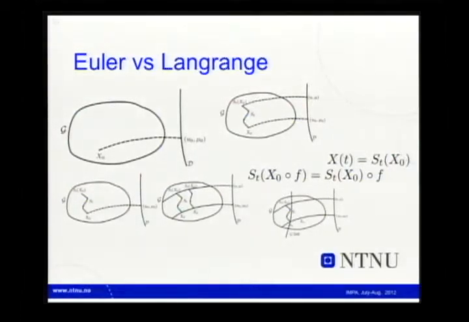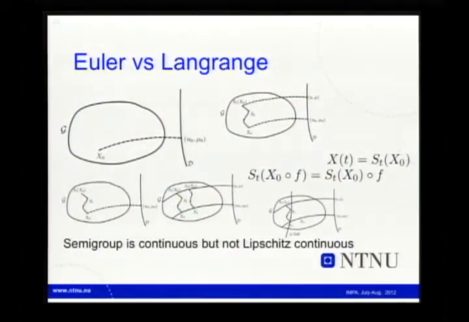So it's still to find a metric here in this space that is Lipschitz, and that's what we eventually want, is not easy. So the semigroup that we get in this way is continuous, but it's not Lipschitz.